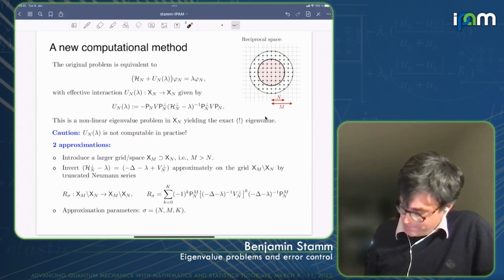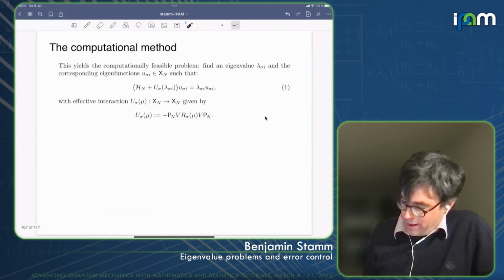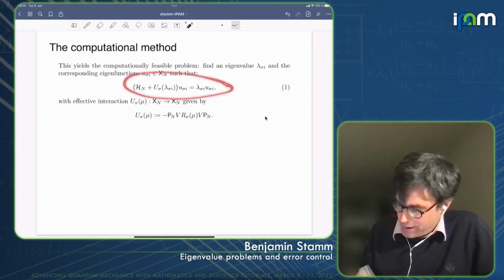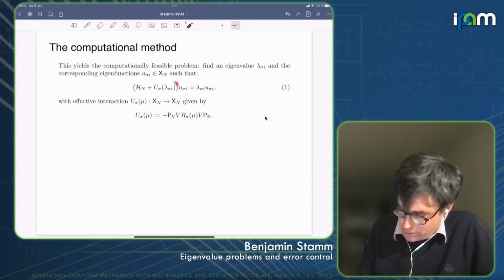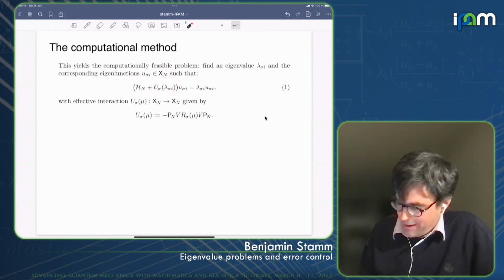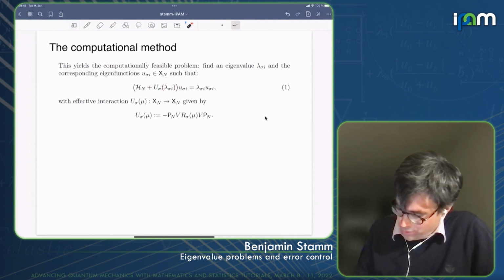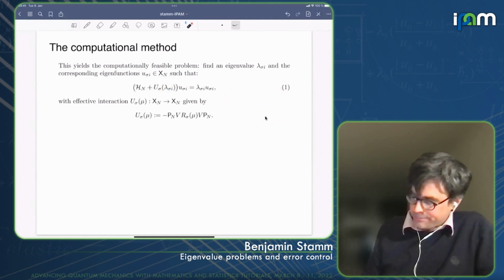So the approximation parameters are the n here, the m here, and the truncation of this Neumann series. Then you can solve this eigenvalue problem, and this is a problem in Xn. But in order to evaluate the potential here at a given sigma, you map somehow to the annulus, to this intermediate space. You invert it and you come back.